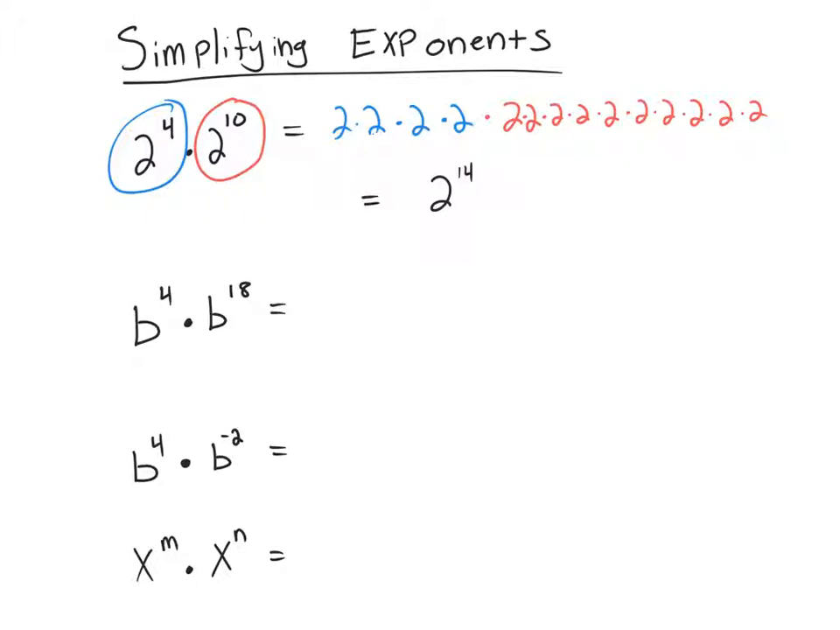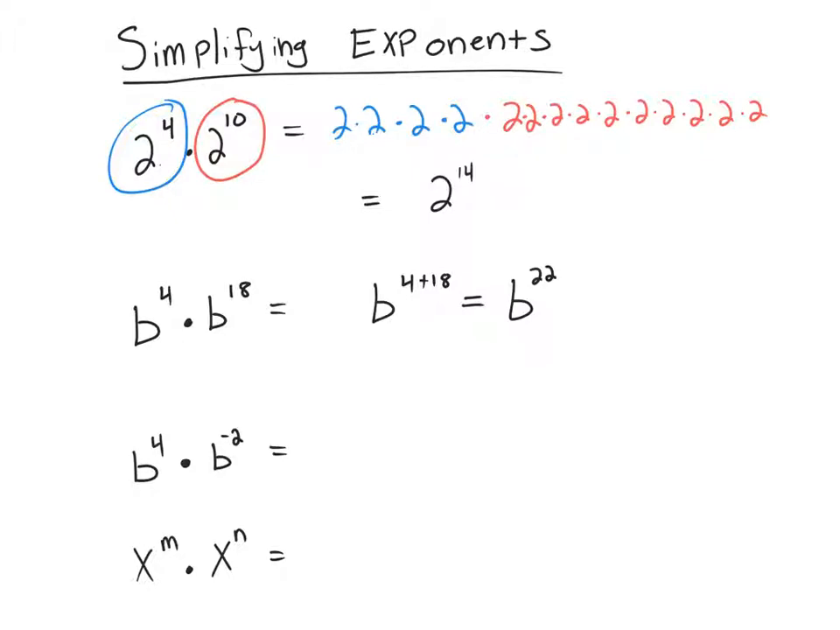Now there's a much faster way of doing that. Notice that 4 and 10 are the exponents. When we're multiplying things that have the same base, the powers just add. So I can speed this process up. If I have b to the 4th times b to the 18th, really it is b to the 4 plus 18, and those are both in the power part, so 4 plus 18 ends up being 22, so b to the power of 22.